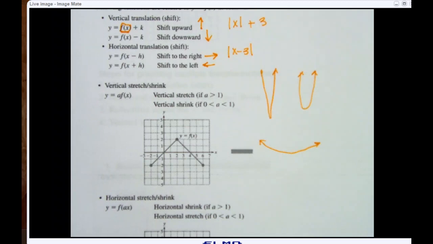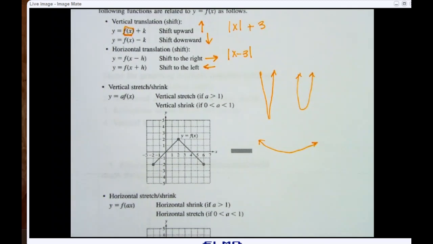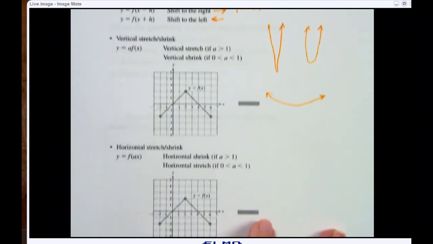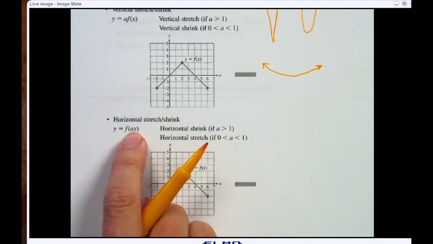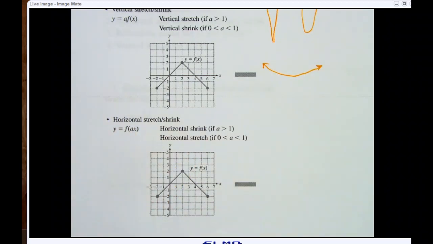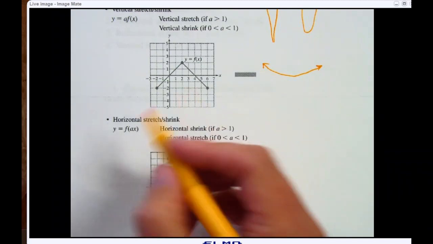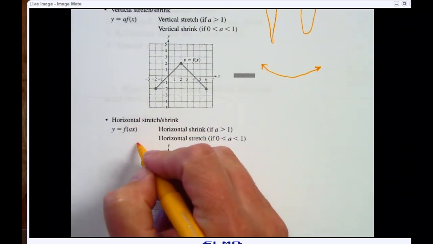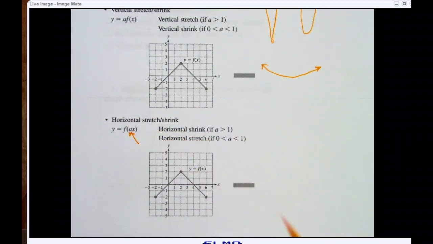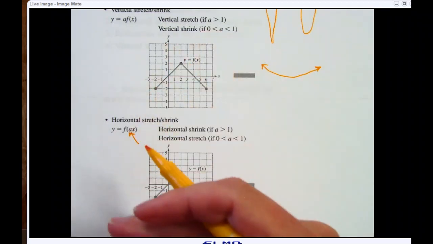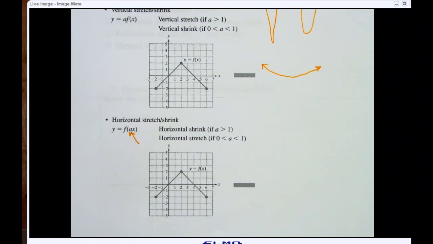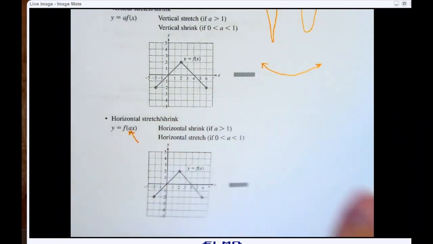Now, something we did not focus on last year is if we have a value multiplied inside with x. That's something we never, ever, ever focused on. And it gives us a horizontal stretch and compress. And we'll talk about it. So it's going to squish you this way, right? And I'll show you how that works when we're graphing in a little bit.